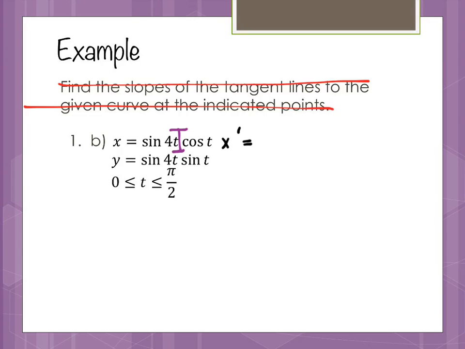So I'm going to have something like that. Negative sine of 4t cosine of t plus 4 cosine 4t cosine t. Did you get all the pieces in there right?